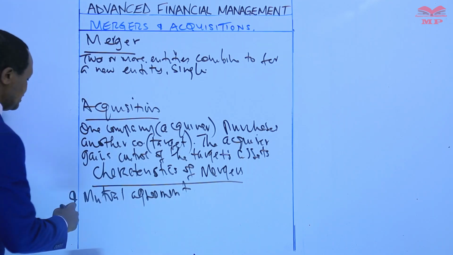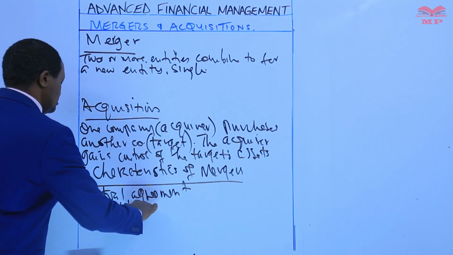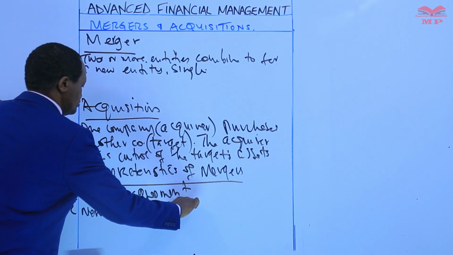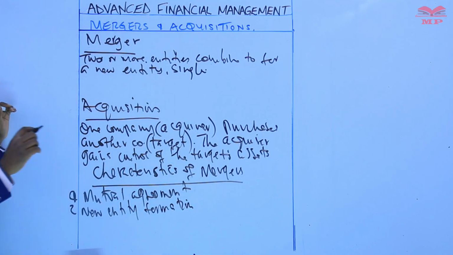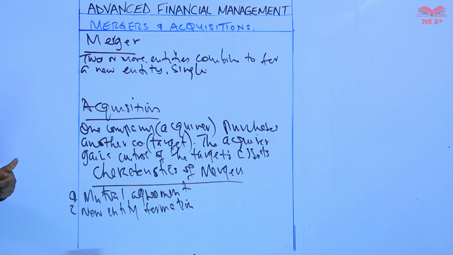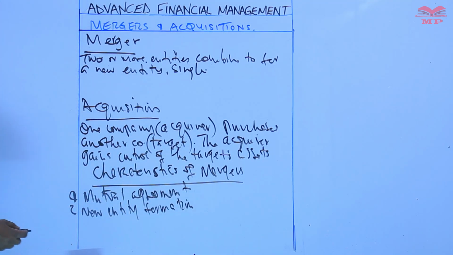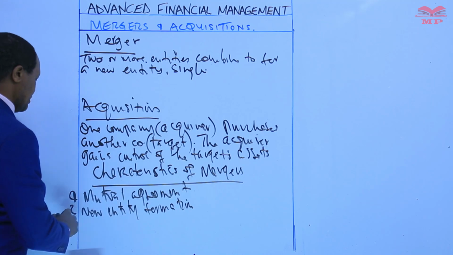Then there is new entity formation. A new entity is formed. A merger results in the creation of a new legal entity distinct from the original companies. And the new entity inherits the assets, the liabilities, and the rights of both merged companies. So a new entity is born in a merger.